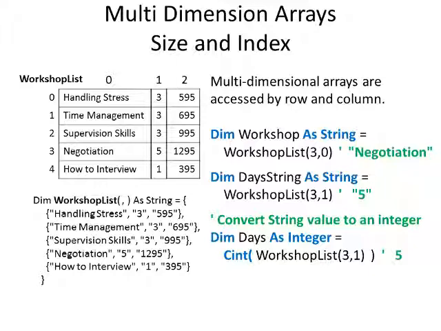How about if I wanted an integer? I could say dim days as integer equals cint, means convert to integer, workshop list 3, 1. Now I get a numeric 5. I get a 5 that's an integer, not a string.